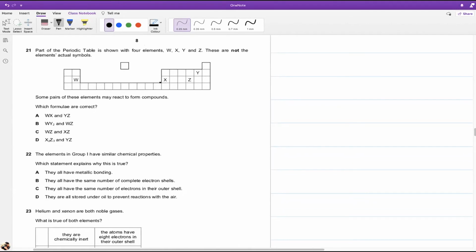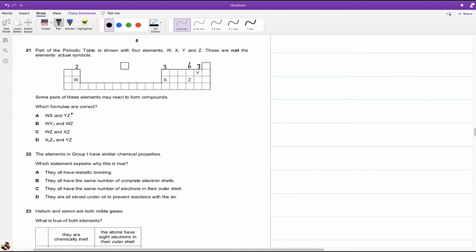All right. Part of the periodic table, we are done with half the paper. Good. Part of the periodic table is shown with 4 elements. These are not the elements' actual symbols. Okay. Some of these elements may react to form compounds. You can see that this is group 2, that is group 7. So I'll just write it there. Group 2, group 7, group 6, group 3, just so I know.